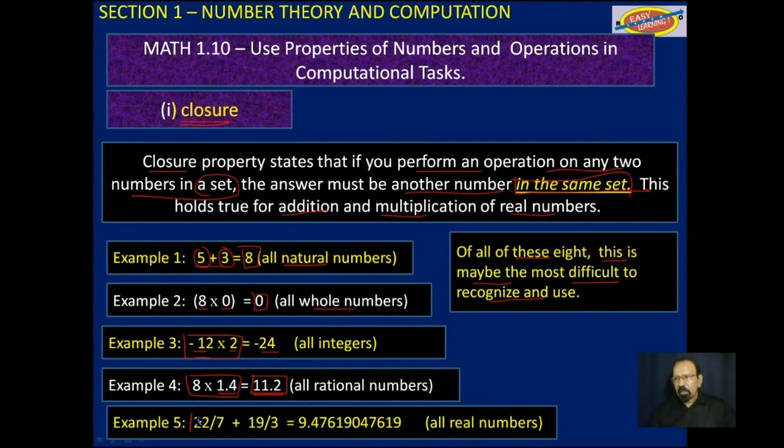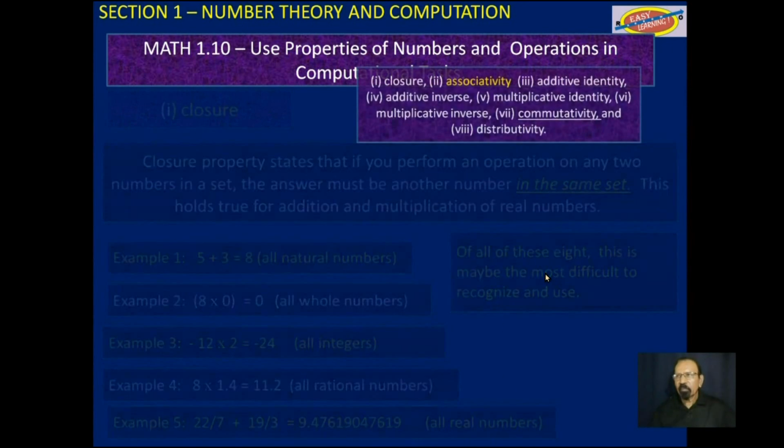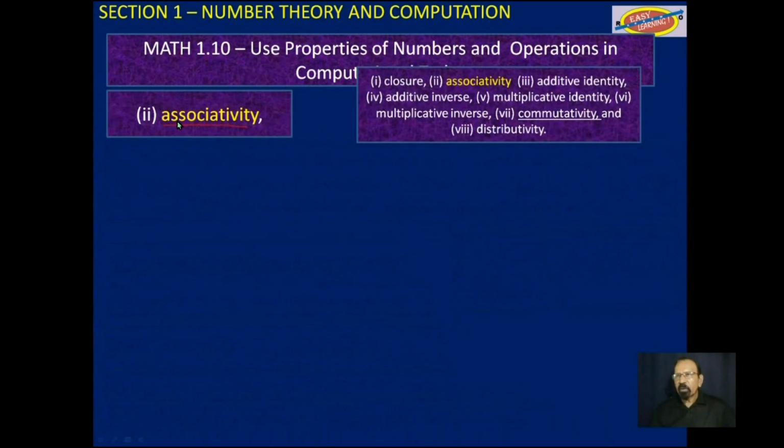And then 22 over 7, which is an irrational number, plus 19 over 3, which is a recurring decimal. So together, they belong to a larger group of real numbers. So your answer will be a real number. This is probably the hardest to recognize and to apply. So now we are going to look at associativity.